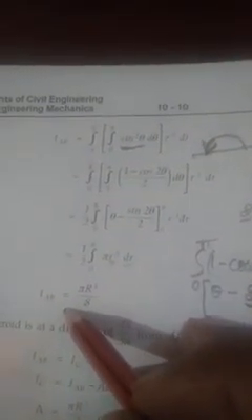Next, r cube and dr, whatever is there, I kept as it is. Now if you integrate r cube, it will become r to the power of 4 divided by 4, but multiplied again by 2, you will get 8. So pi r to the power of 4 by 8 is the moment of inertia of the semicircle. So that is the answer.